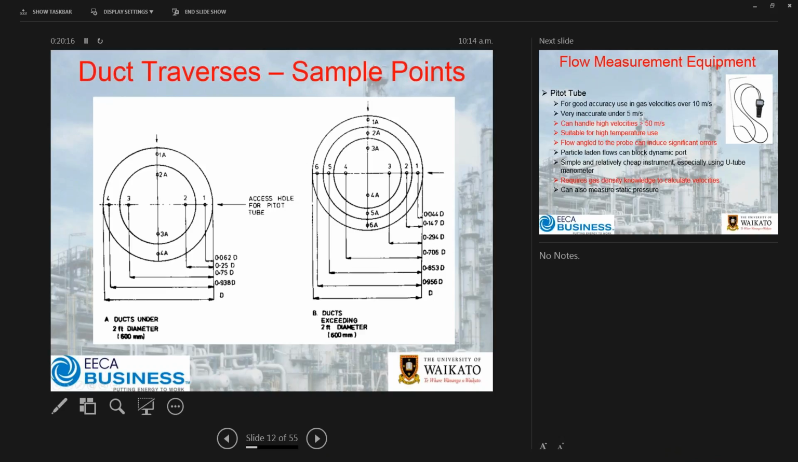Okay, so just to give you an idea, you can look up various flow standards, and this is a couple of indications as you go with smaller ducts on the left versus larger ducts.